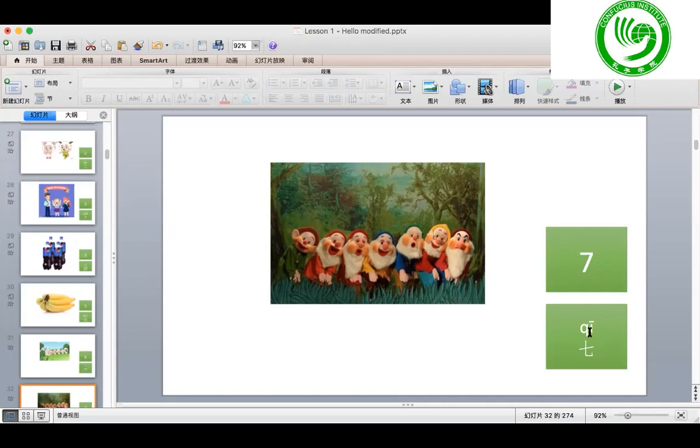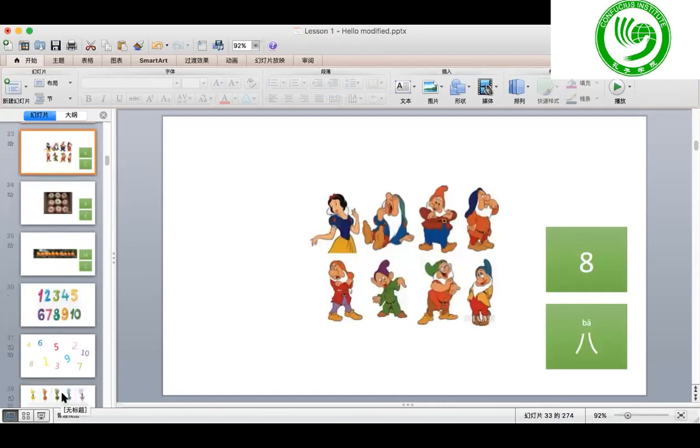Yes, 7. Let us count together from 1 to 7. From 1 to 7. Ready? 开始, start. 1, 2, 3, 4, 5, 6, 7，很好。Now let us continue with 8.